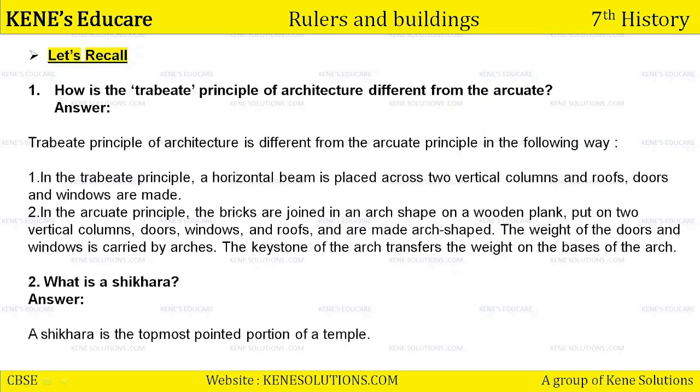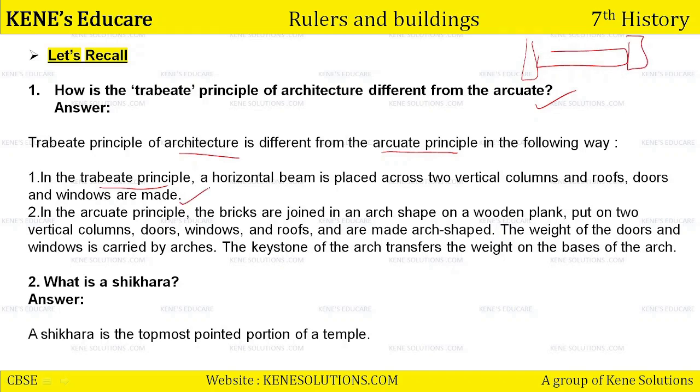All right, let's recall the chapter with the help of some exercises. First question: how is the Trabeate principle of architecture different from the Arcuate principle? We read about it also. The Trabeate principle of architecture is different from the Arcuate principle in the following way. What is it? In the Trabeate principle, a horizontal beam is placed across two vertical columns and roofs.